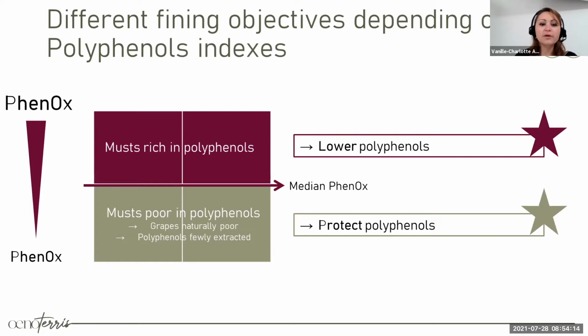While when we're talking about musts that are poor in polyphenols, meaning the P minus category here, it's either that the grapes were naturally poor in polyphenols, or because the polyphenols were fully extracted, for example, because we've had very gentle pressing cycles, just like it's the case in Champagne for the base wine. In that case, the objective of fining would be a little bit more about protecting those polyphenols, making sure that they're not going to break down too easily.